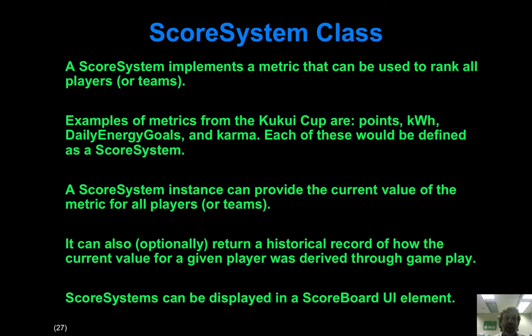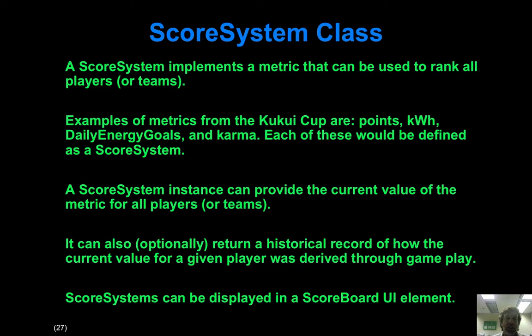We have the number of times that people met their daily energy goal. So daily energy goals is a metric. And then when they go into the canopy, they get awarded something we call karma for doing something good, accomplishing something in the canopy. So in fact, in the current Kukui Cup, there's at least 4 different metrics. Actually, there's a fifth one, which is active participation, now that I think about it. But anyway, the point is that you need the ability to define an arbitrary number of metrics for ranking people and teams.